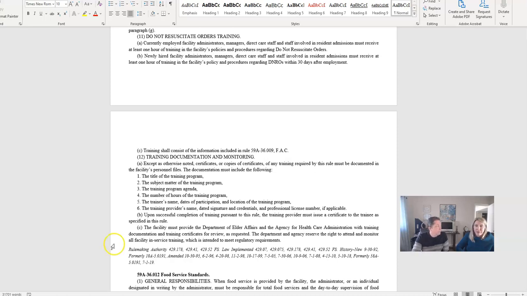And we made it really easy at our facility. We just made one check sheet. My ALF Training has a DNRO training. But the check sheet, you can just check off as they complete each training, and that way you don't miss anything, because there are a lot of trainings. And you can put the training dates on the employee files.